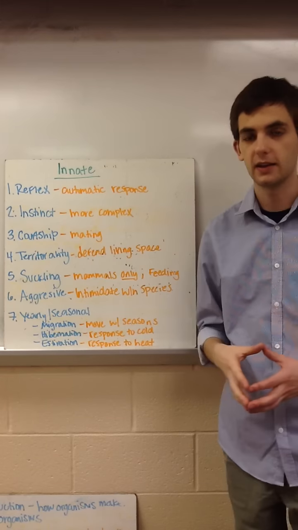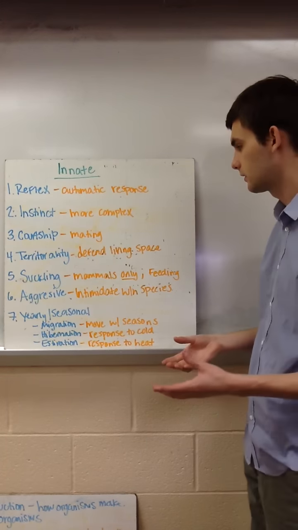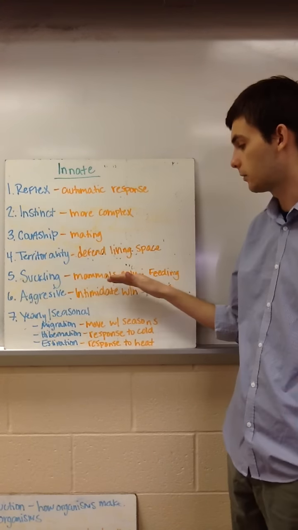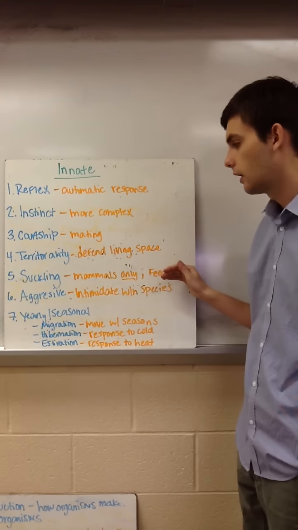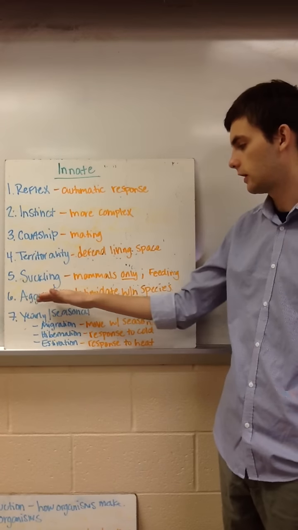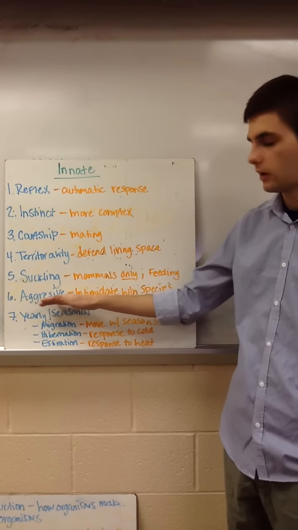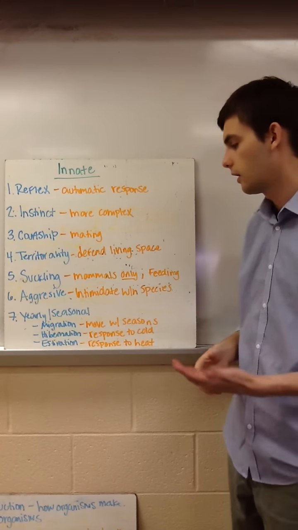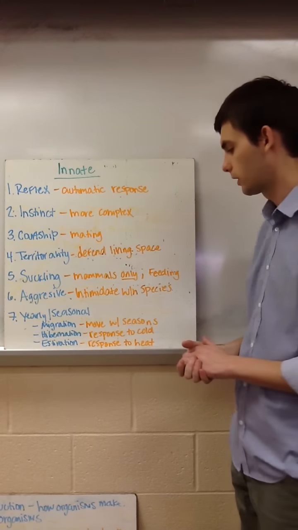Territoriality is defending an organism's living space. Suckling is an innate behavior that occurs only in mammals, and that's because of nursing. Aggressive behavior is used to intimidate within the species, so intimidate another member for food or living space or whatever.